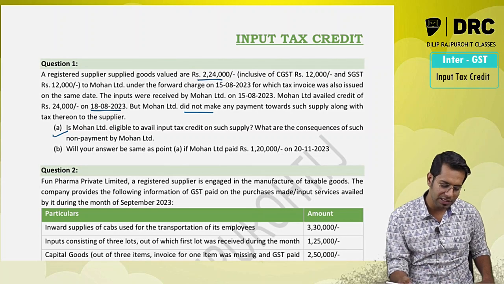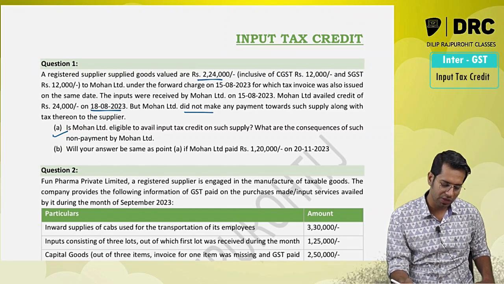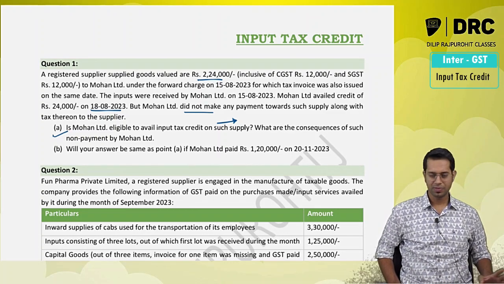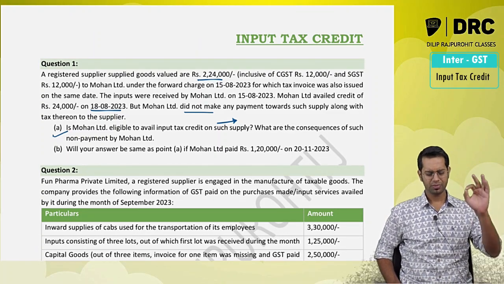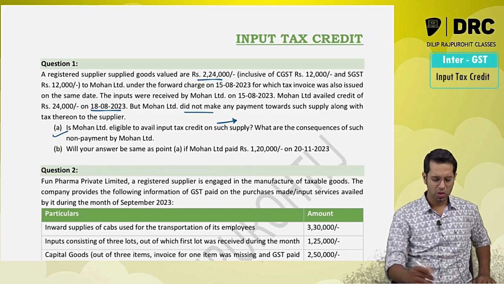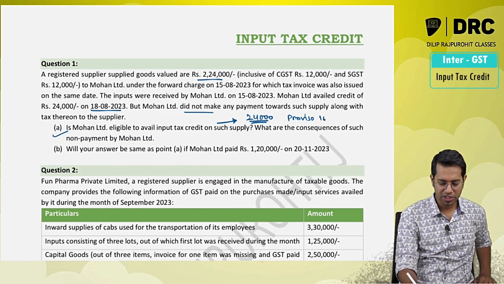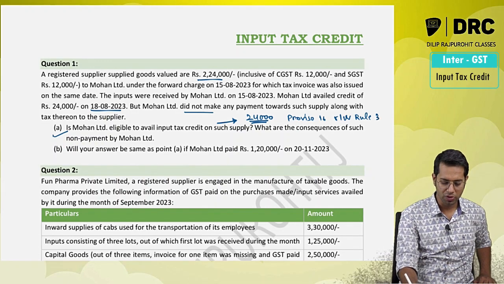Is Mohan Limited eligible to take input tax credit? What are the consequences? Now what are they telling? That Mohan purchased something from someone and he did not make the payment. So he has taken input tax credit of 24,000. Now here you should apply what, sir? As per proviso to section 16 read with rule number 37. So this provision you will have to write.